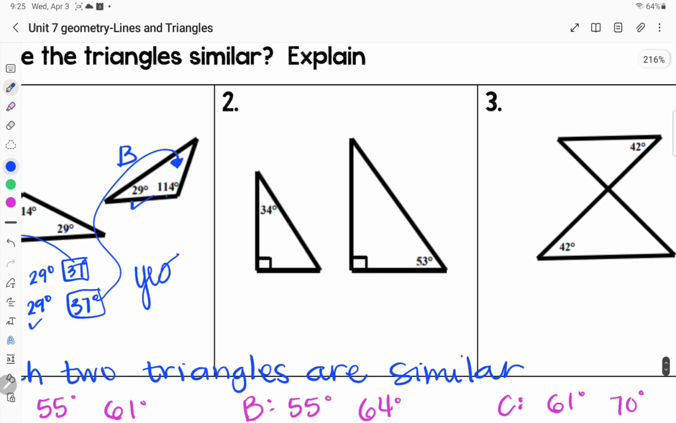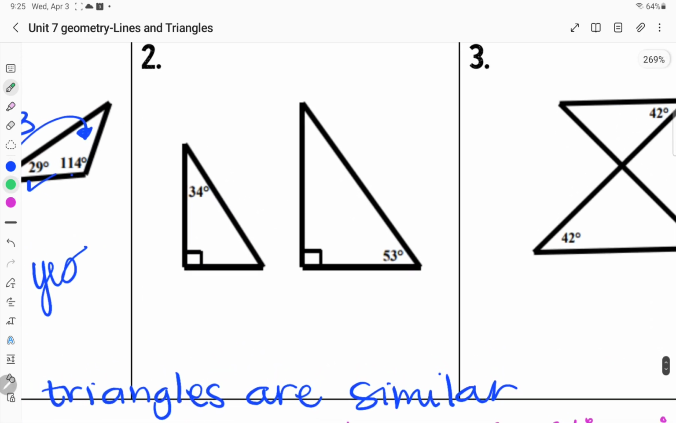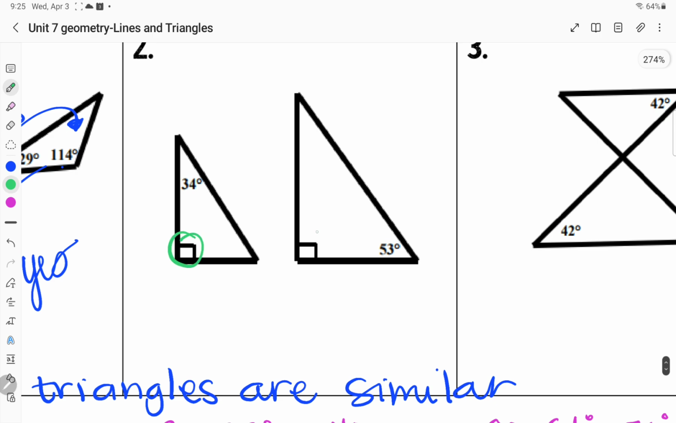All right, these ones, like I say, mess you guys up the most, and that's because of this. So both of these have a 90-degree angle. We can tell they look similar. They are the same shape but different sizes, but we need to make sure the angles are congruent. So again, let's just call this one A and this one B, just so you can see what I'm doing. Triangle A has an angle of 90 degrees and an angle of 34 degrees.